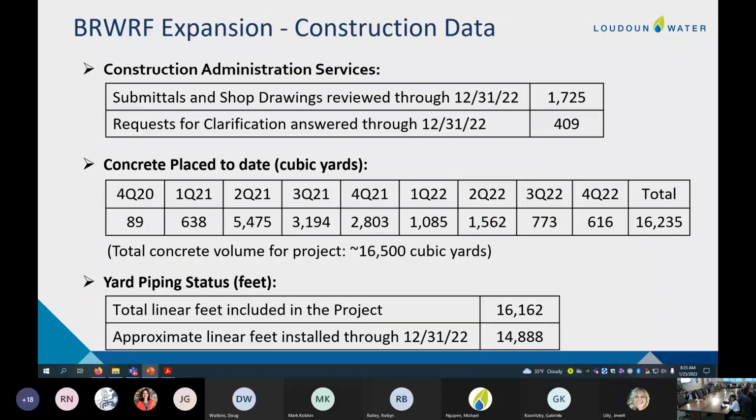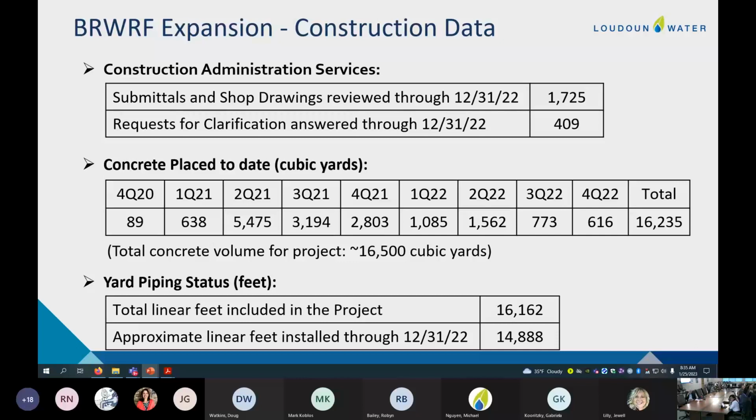All right, so now we come to my summary data here. So I've got all my statistics through the fourth quarter of last year. I've got the total number of submittals and shop drawings reviewed, and the total number of requests for clarification that the contractor has submitted and that we've answered.